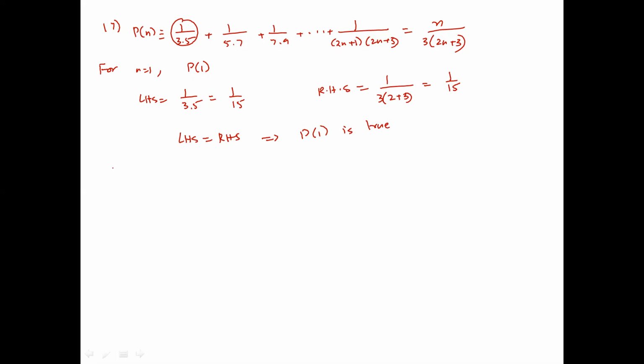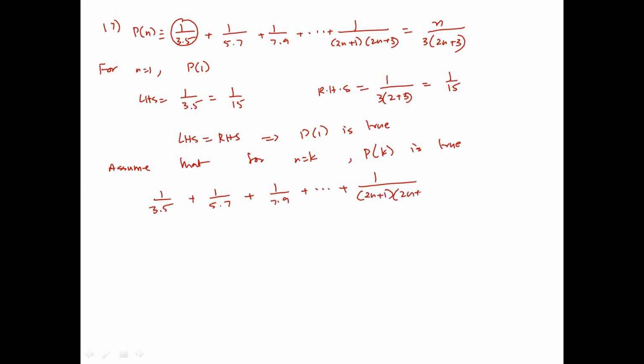Now, instead of checking for P of 2, P of 3, we will assume that for n equal to any number k, P of k is true. That means the left side is 1 by 3 into 5 plus 1 by 5 into 7 plus 1 by 7 into 9, and so on, up to 1 by 2n plus 1 into 2n plus 3. I will write n as k because I'm thinking n is any number k, it is true. On the right side also I will put n as k: k by 3 into 2k plus 3.